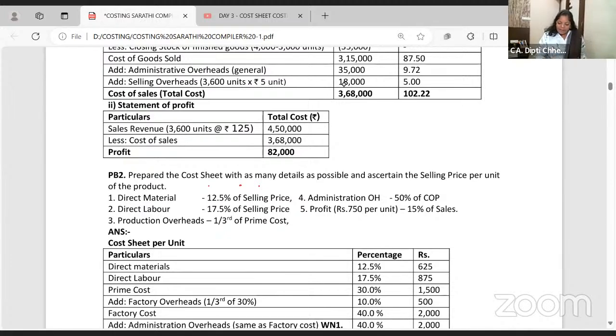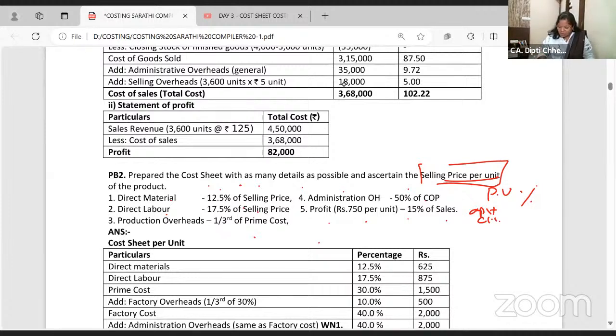Let's read. Prepare the cost sheet with as many details as possible and ascertain the selling price. Direct material. See, I told you, either they'll give you per unit, or here they have given percentage. So whatever they give, we can write. Direct material is 12.5, direct labor, production overhead, admin overhead, profit is 750, and just per unit they have asked, and 15%. In this there is no opening stock, no closing stock of raw material, work in progress, finished goods, nothing, so leave it.